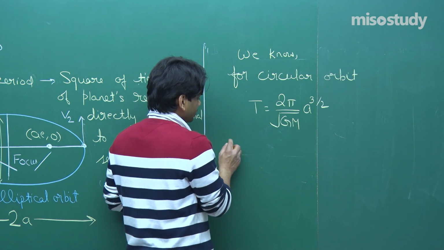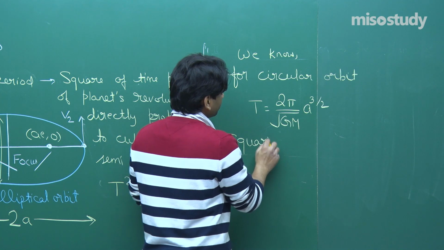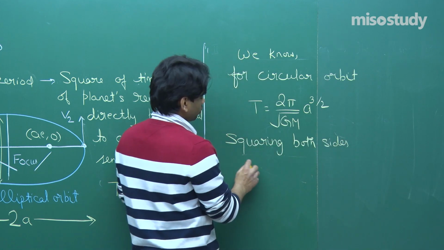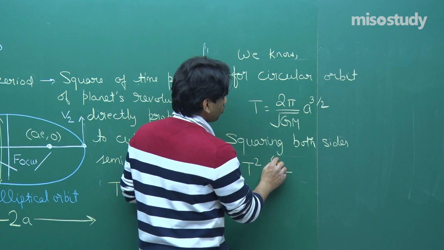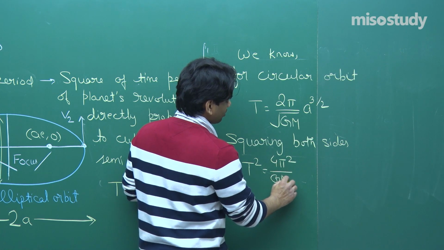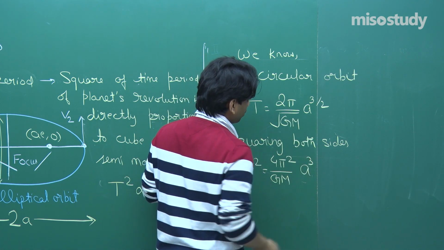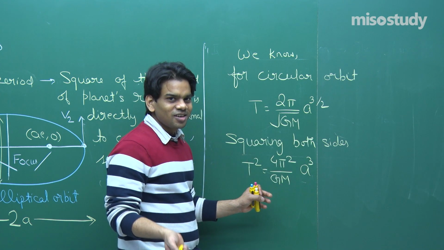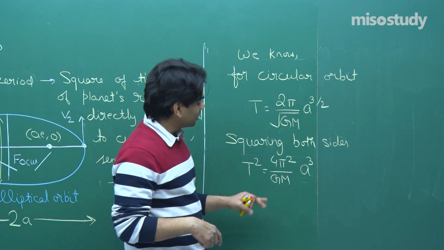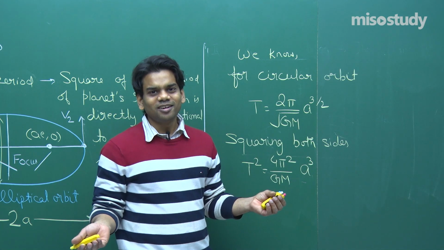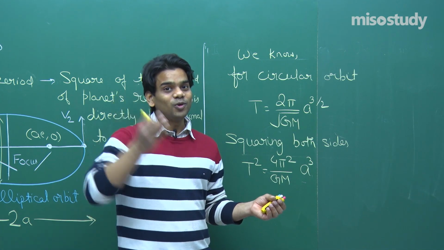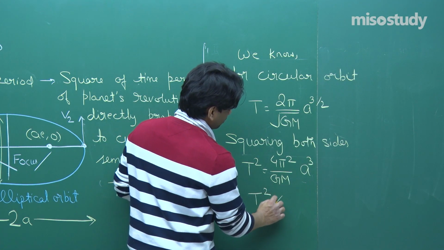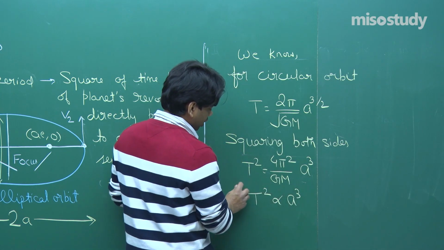Now if I square both sides, what am I going to get? T squared is equal to 4π² by GM, times (a to the power 3/2) whole squared, so you will get a cubed. You see here 4π is constant, G is constant, M is the mass of the Sun here, don't refer to it as the mass of the Earth. We derived it for the Earth and satellite system, but the same thing can be done taking the Sun at the center, with the Earth revolving all around the Sun. So what do we obtain? T squared is proportional to a cubed.